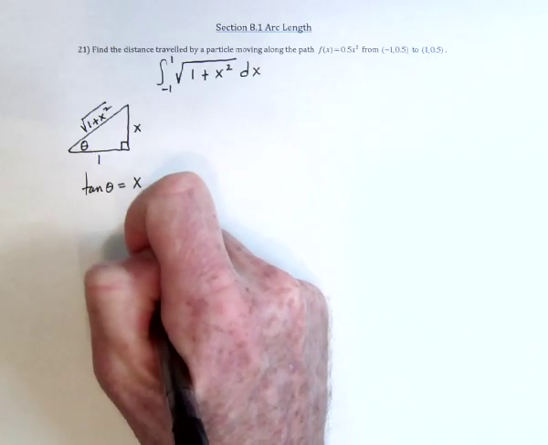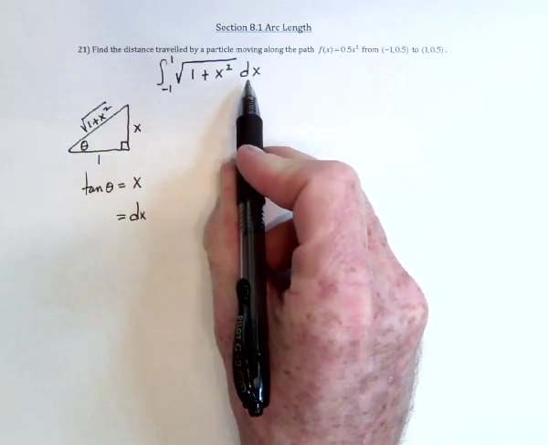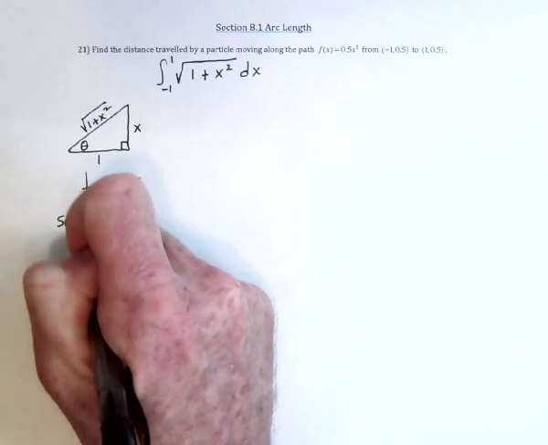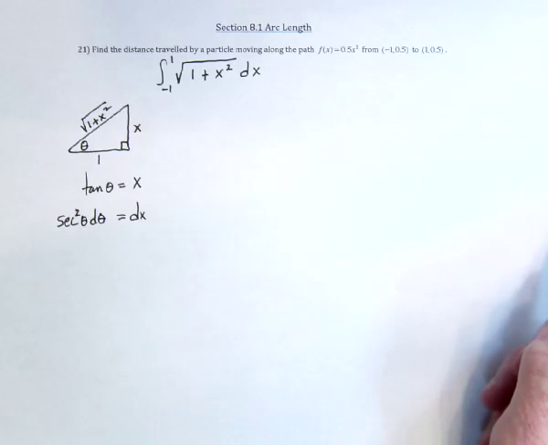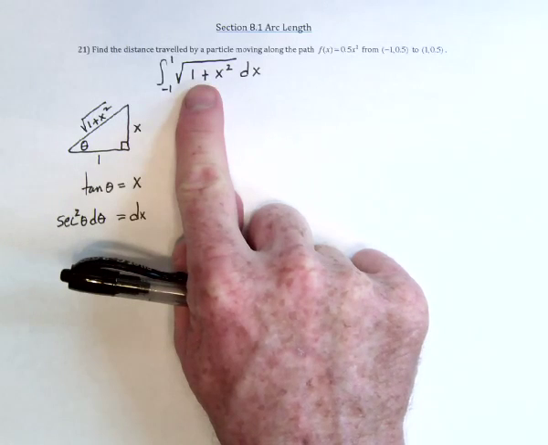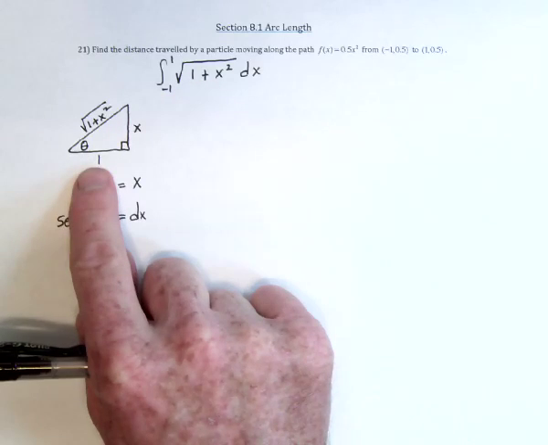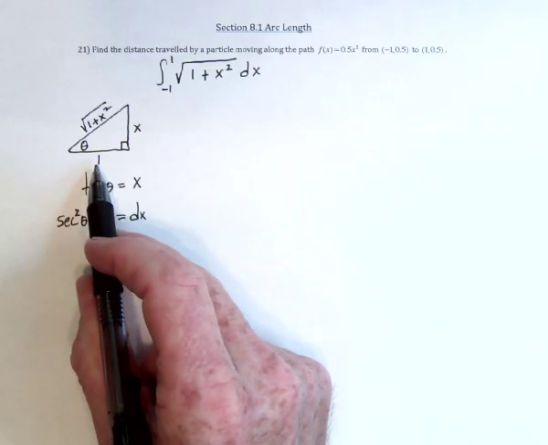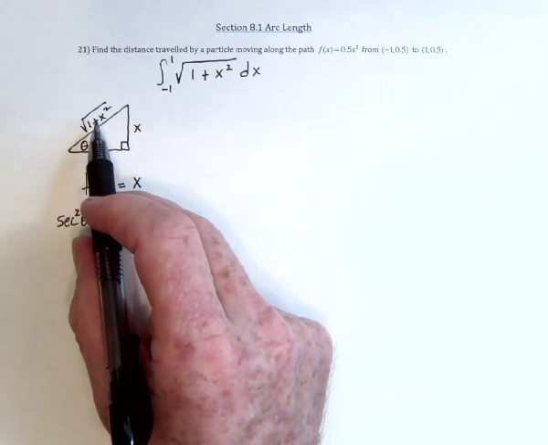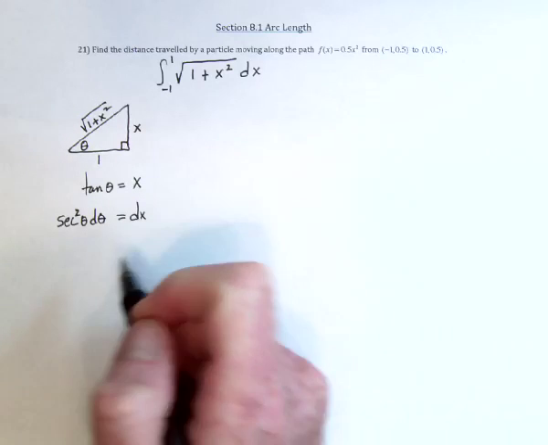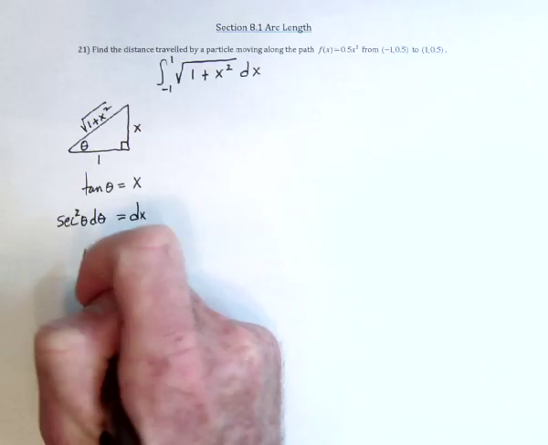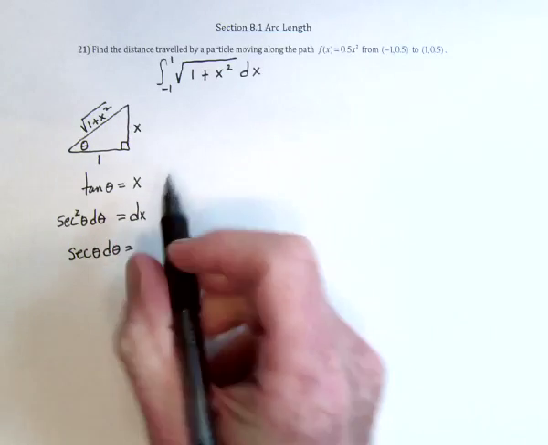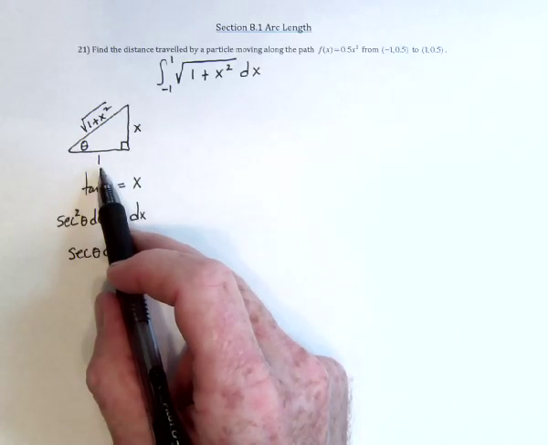We could then take the derivative to find out what dx equals. So the derivative of tangent is secant squared of theta d theta. And we also need to find out what the radical is equal to. So I'm going to use this side and this side. Well, if I used adjacent over hypotenuse, that would be cosine. But if I inverted that, inverting cosine is secant. So by inverting them, I would have the hypotenuse over the adjacent.